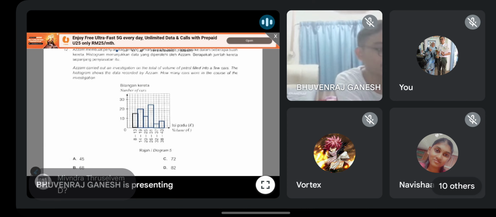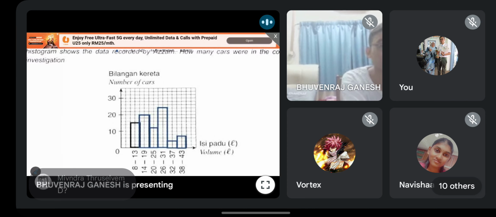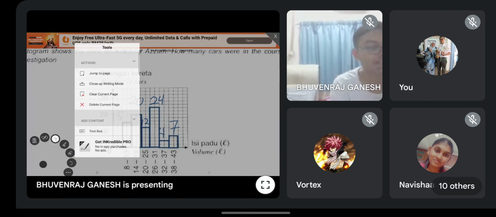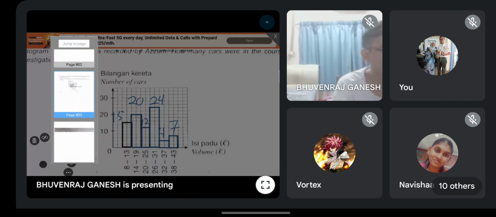Kalau tak nampak boleh, yeah, the answer should be D. 82 total. Okay guys, nilai ni 15. Kalau kat tengah-tengah maksudnya 15 lah in the middle. 20, 12, 24, 4, 7. Lepas tu tambah semua. That is your total car. Okay guys, kamu akan dapat 82. Final answer. Clear? Semua faham?